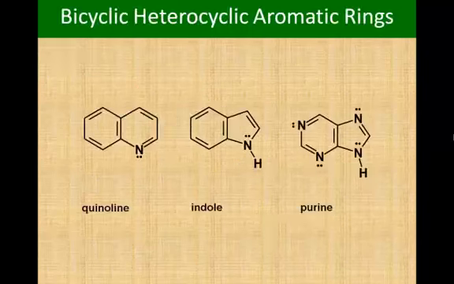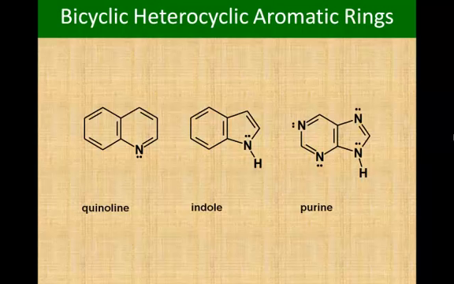Here are some bicyclic, heterocyclic aromatic rings. So these compounds are aromatic. I want you to take a minute and look at these molecules and decide which of the lone pairs of electrons on the nitrogens are being used as part of the pi system and which are not. So go ahead and pause the video, and I'll tell you the answers when you come back. Alright, let's see how you did.